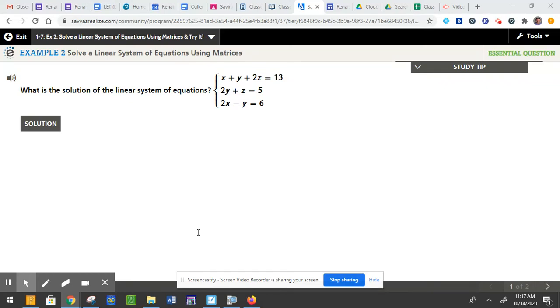So here's an example that is 3 by 3. So we're going to do exactly the same thing that we did. It's just on a much larger scale. So let's take a look here.